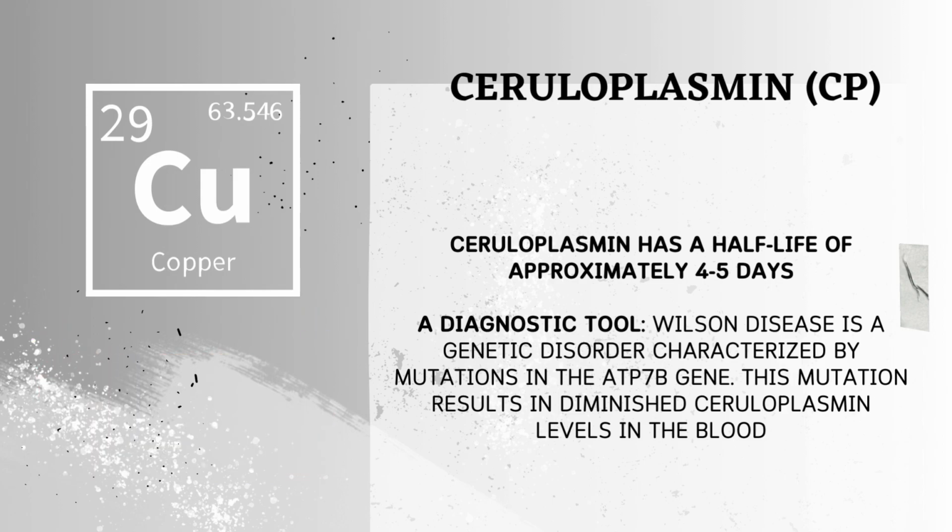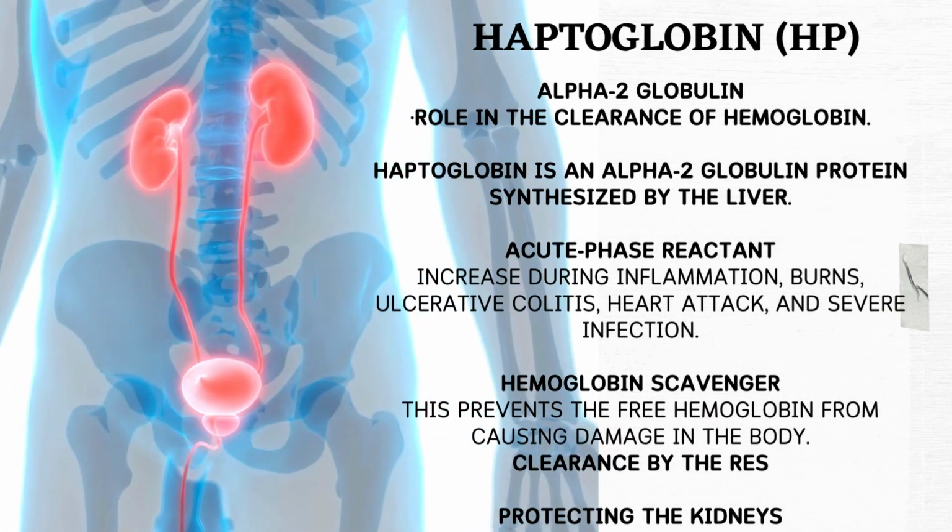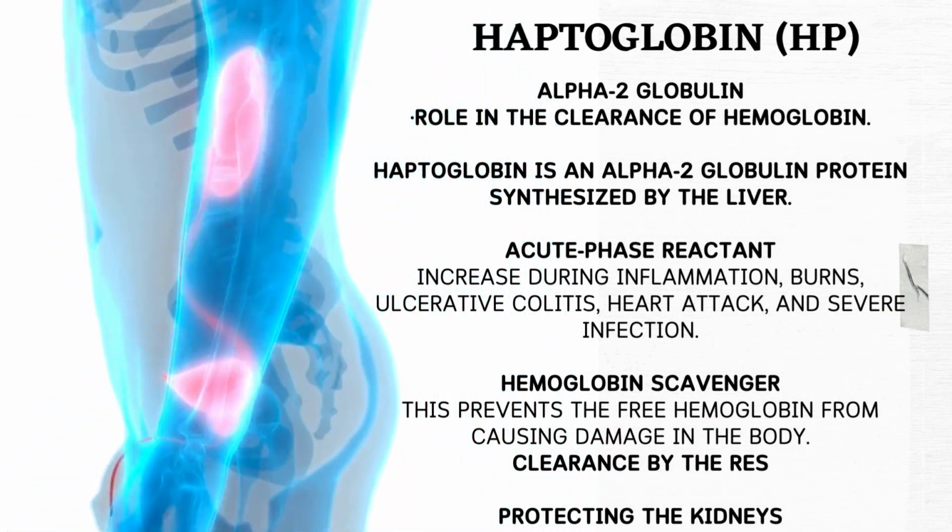down in the body. A diagnostic tool, Wilson disease is a genetic disorder characterized by mutations in the ATP7B gene. This mutation results in diminished ceruloplasmin levels in the blood, serving as a valuable diagnostic indicator for the disease. Unveiling more globulins and their vital roles.